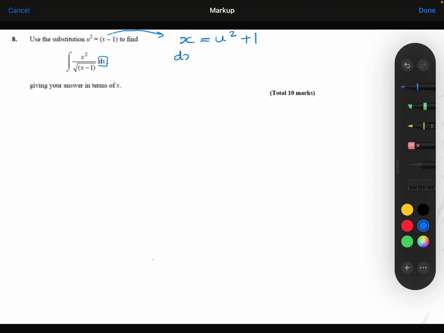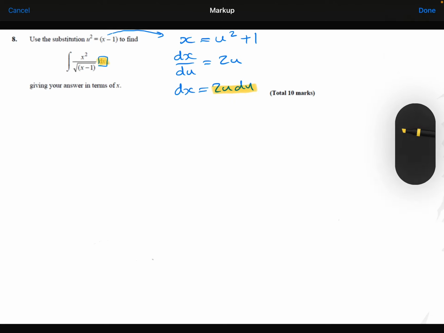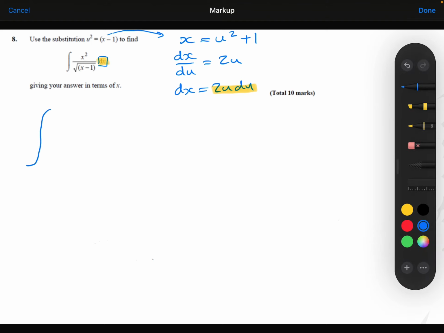And then I'm going to differentiate that, and make dx the subject. So I can replace the dx with 2u du. Right, what else can we replace? Well, we've got the x squared here. And I know that x is u squared plus 1. So this is my x squared.